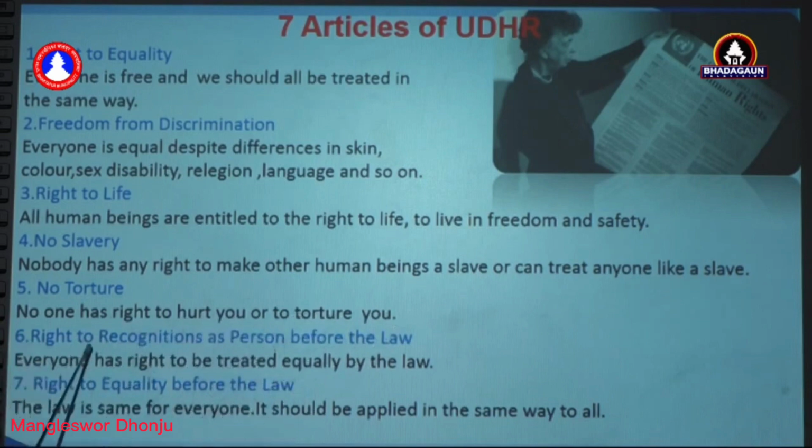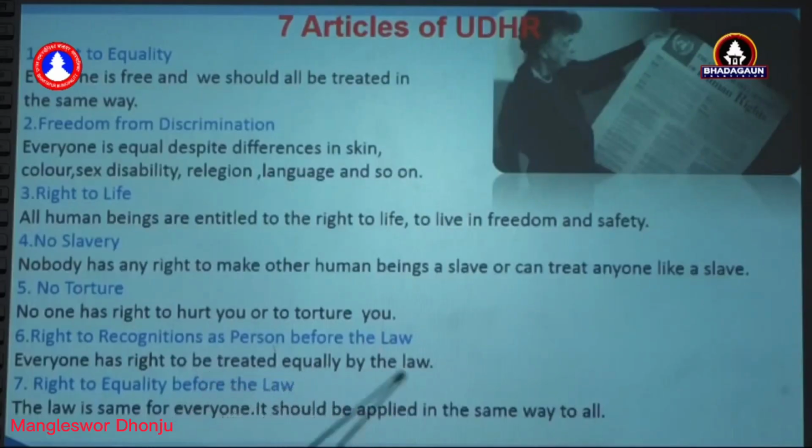Number 6, right to recognition as person before the law. Kanun ko agadi sabbile ra byakti ko rupma manyata paunu parcha. It means everyone has right to be treated equally by the law. And number 7, right to equality before the law. The law is same for everyone. It should be applied in the same way to all. Euta kanun sabai ko lagi ui huncha, ustai huncha ra yesari nai yesle hamile prayog garnu parne huncha.